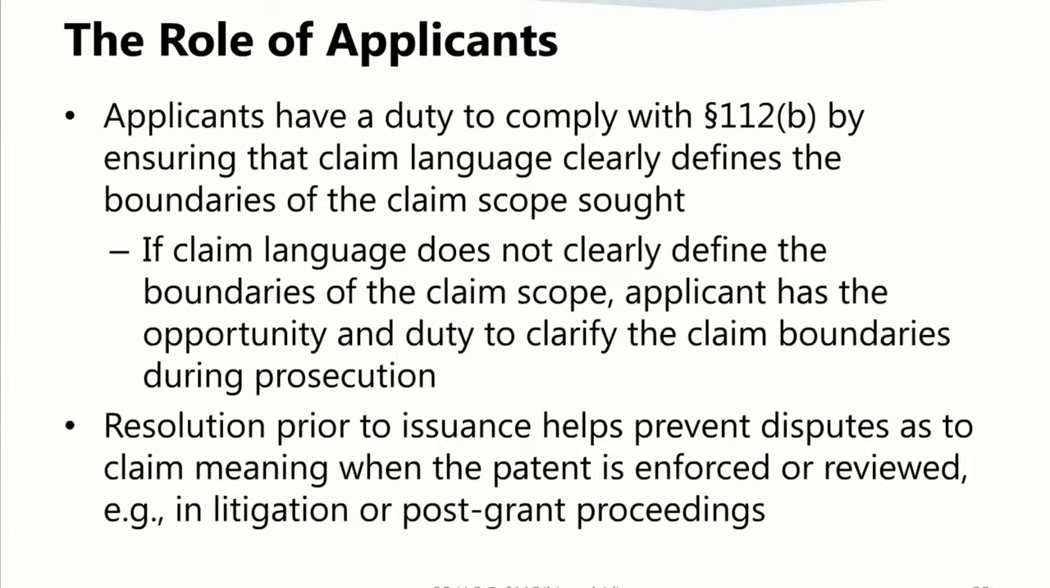Applicants have an equally important role in clarifying the record. They are in the best position to explain what patent protection is being sought and what they consider as their invention. Applicants have a duty to comply with 112(b) by ensuring that claim language clearly defines the boundaries of the claim scope sought. If claim language does not clearly define the boundaries of the claim scope, applicant has the opportunity and duty to clarify the claim boundaries during prosecution.